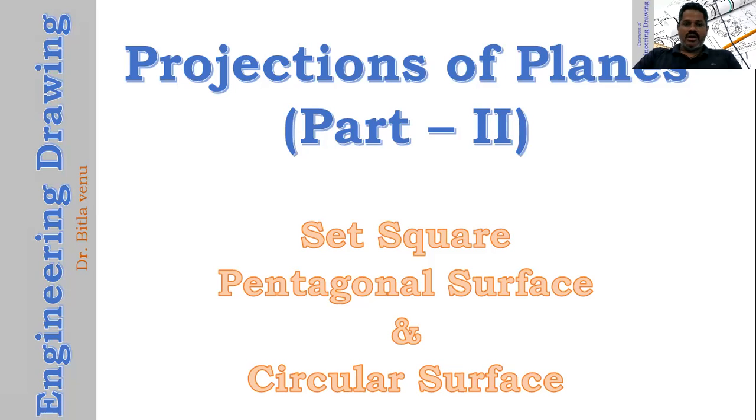These three cases I'm going to discuss in this session, and these three surfaces are making some angle with the reference plane, and as well as it is having some inclination, and one of the edges of the set square or pentagonal surface is making some angle with the reference plane. Even in the case of the circular surface also, the diameter is going to make some angle with the reference plane. In these three cases, I would like to discuss in this session. Now let me move further to take an example of a set square.